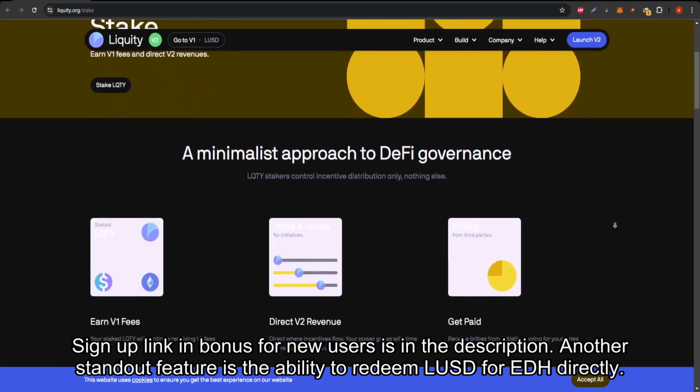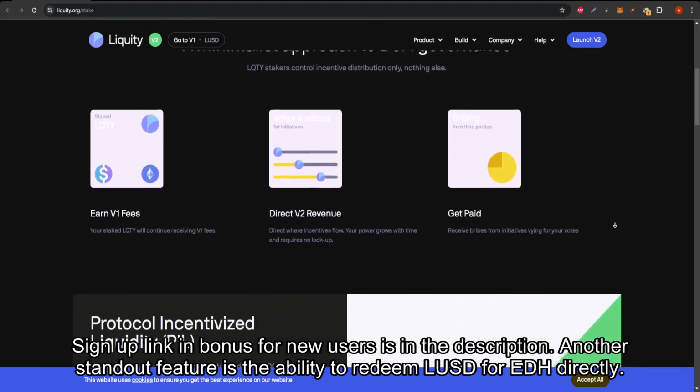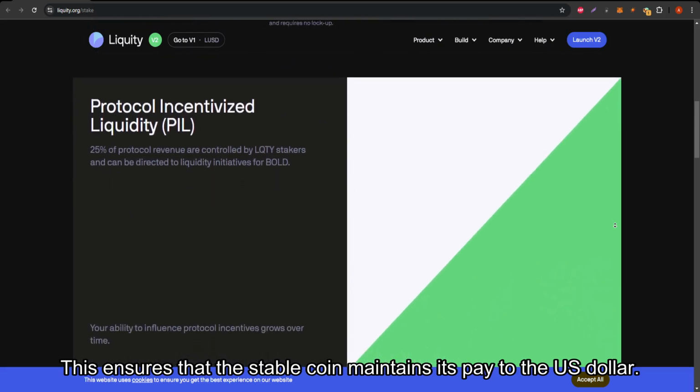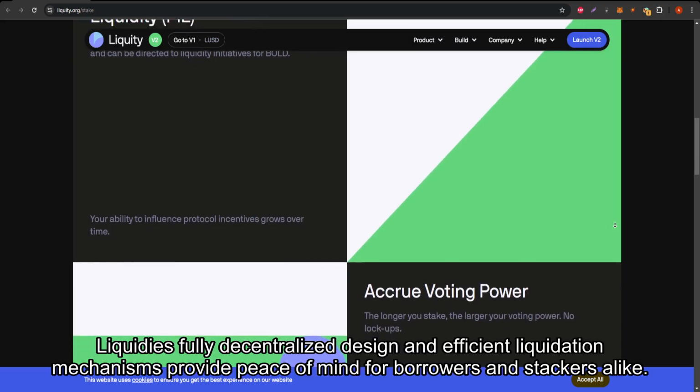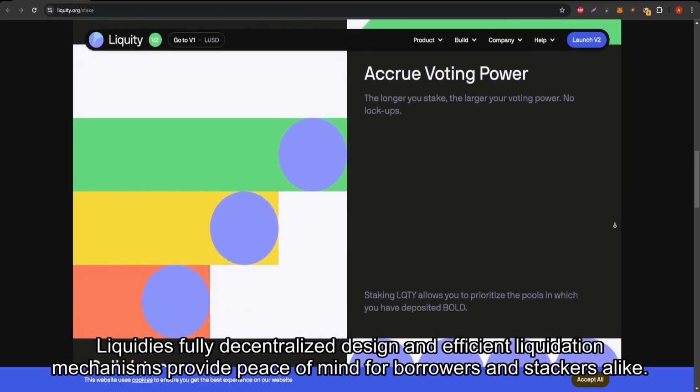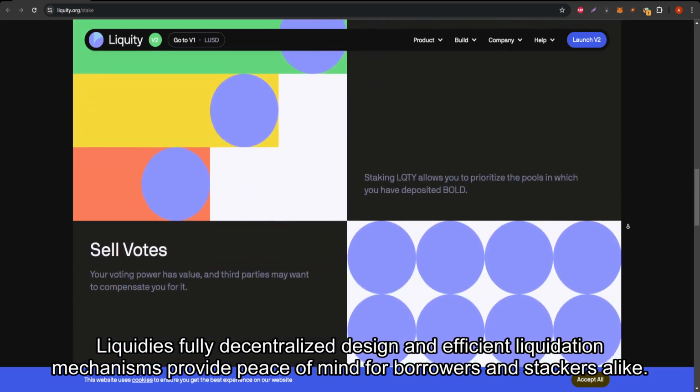Another standout feature is the ability to redeem LUSD for ETH directly. This ensures that the stablecoin maintains its peg to the US dollar. Liquity's fully decentralized design and efficient liquidation mechanisms provide peace of mind for borrowers and stakers alike.